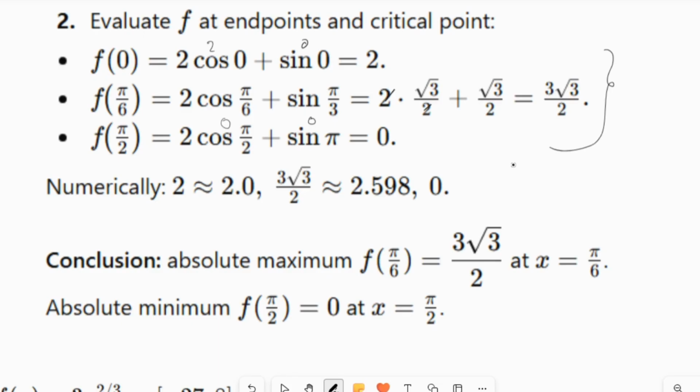These 3 values are: f of 0 is 2, f of pi by 6 is 3 root 3 by 2, approximately 2.598, and this value is 0. Among these 3 values, the maximum value is 2.598, that is 3 root 3 by 2, which is f of pi by 6. That is the absolute maximum at x equal to pi by 6, and the minimum value is 0, that is the absolute minimum, f of pi by 2, at x equal to pi by 2.